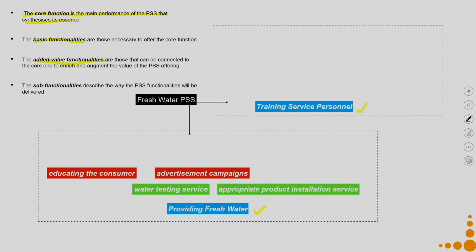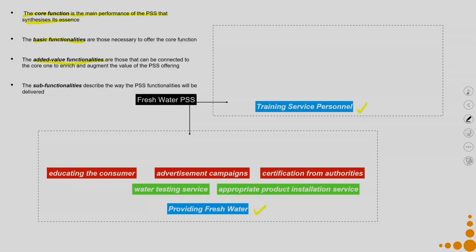Advertisement campaigns, because you have to establish how you are different from others. So, your advertisement campaigns do that same thing, they add that value. Then you also need certification from authorities, because your consumer will want to know how and on what basis you can say. When you provide certifications, then it gives an authentication for what you are saying is true. So, certification from authorities can also be an added value functionality.